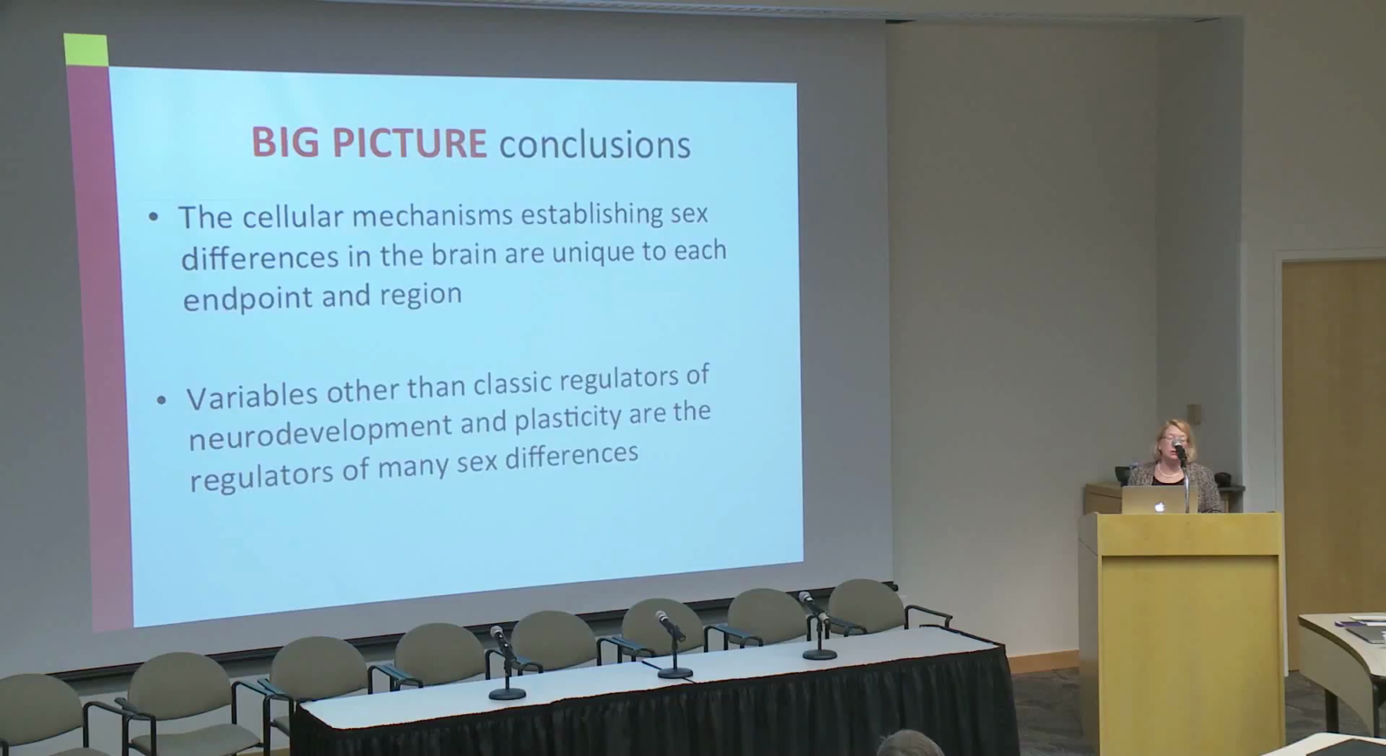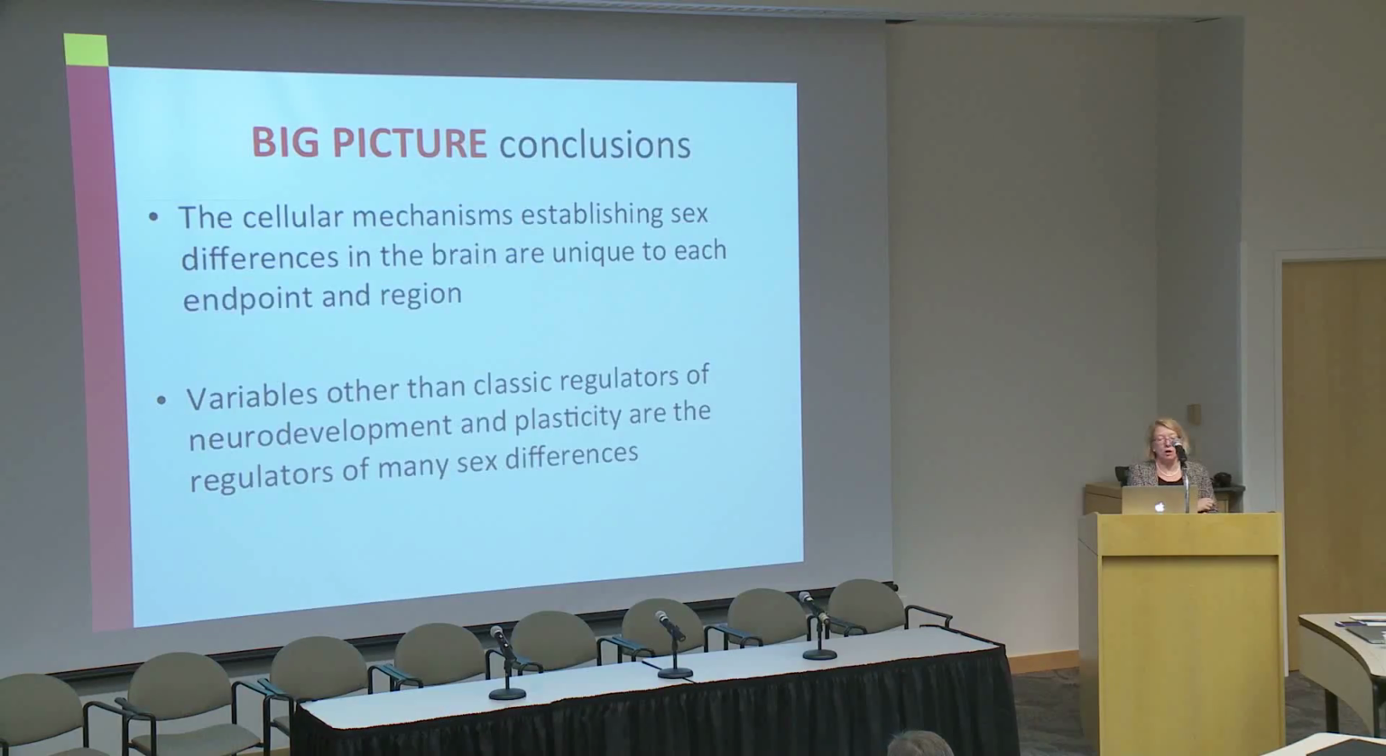So my big picture conclusions are that the cellular mechanisms establishing sex differences in the brain are unique to each endpoint and region. So I just talked to you about the POA and the amygdala. We could go on and on about the ventromedial nucleus and the hippocampus and the PVN and the BNST and et cetera. They all seem to have unique mechanisms. There's no one unified field theory for sex differences in the brain.